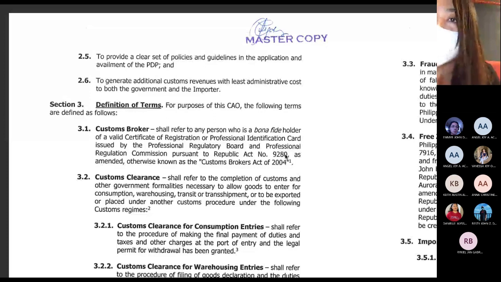The second to the last objective is to provide a clear set of policies and guidelines in the application and availment of the PDP, and lastly, to generate additional customs revenues with least administrative costs to both the government and the importer.